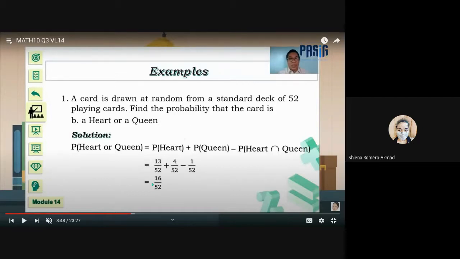So what will be our answer? That's 17 minus 1, 16 over 52. Or what is the lowest term of 16/52? 4/13. Yes, 4/13.